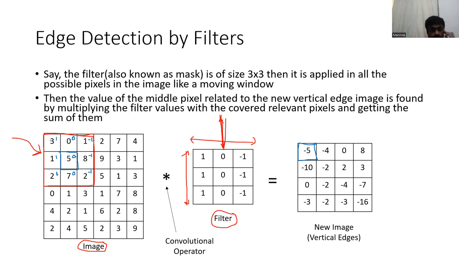We take the linear combination of these x values. The x values from the image are 3, 0, 1, 1, 5, 8, 2, 7, 2. And these are like the weight values: 1, 0, -1, 1, 0, -1, 1, 0, -1. We take the multiplications between these values and add them together. Remember, x transpose w is the vector multiplication we do for linear combinations. We have done it many times, for linear regression and so on.